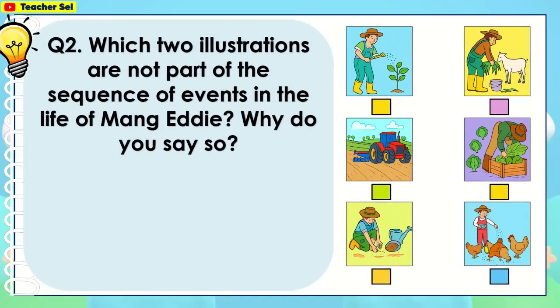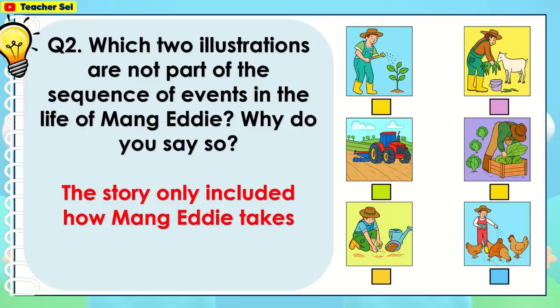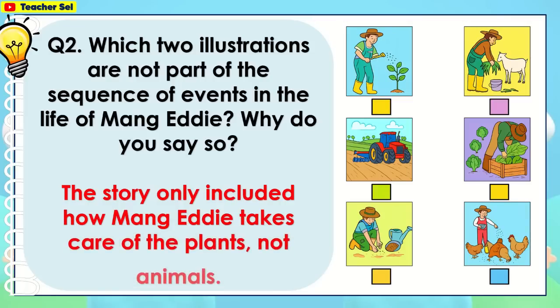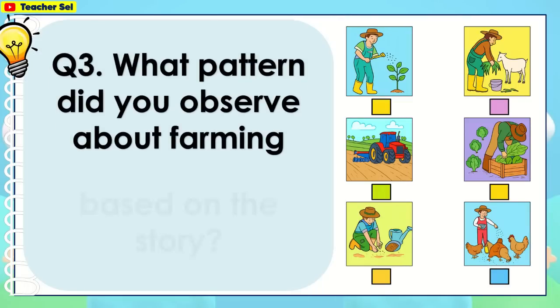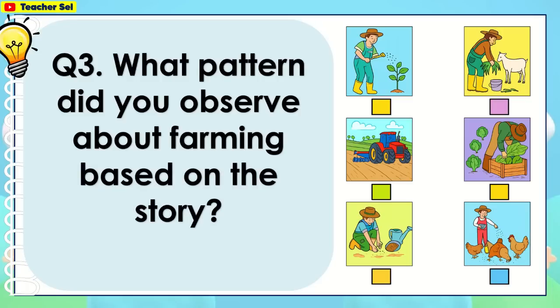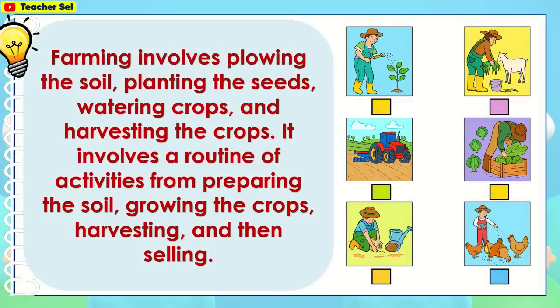Which 2 illustrations are not part of the sequence of events in the life of Mang Eddie? Why do you say so? The story only included how Mang Eddie takes care of the plants, not animals. What pattern did you observe about farming based on the story? Farming involves plowing the soil, planting the seeds, watering crops, and harvesting the crops. It involves a routine of activities, from preparing the soil, growing the crops, harvesting, and then selling.